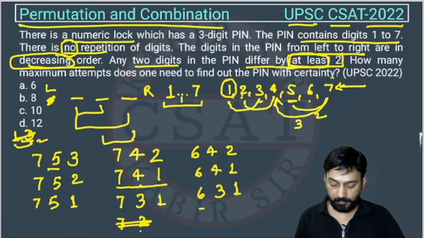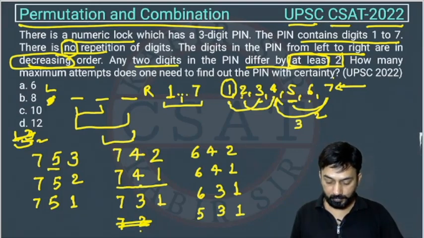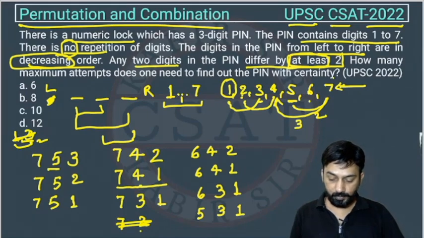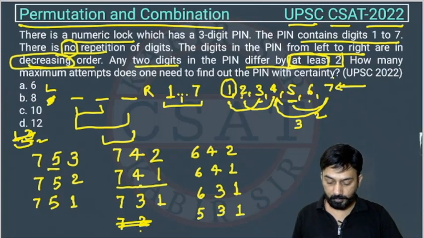Now can we select 5? If we select 5, the next digit will be 3, and after that it will be 1: 5 3 1. Can there be any possibility with 5 3? We cannot make any other changes here. We cannot take 5 2, because after 5 2 we cannot put any other term. So 5 2 is not possible.